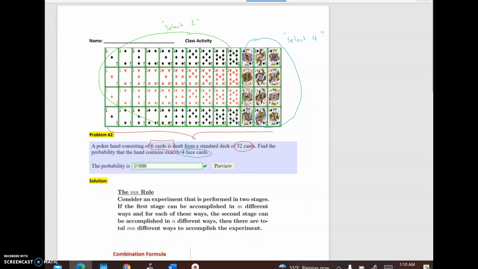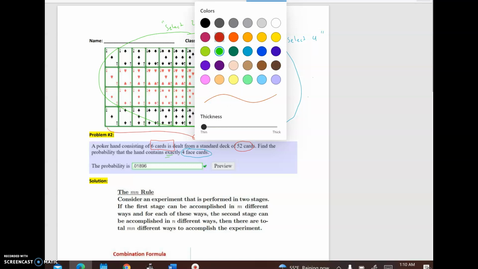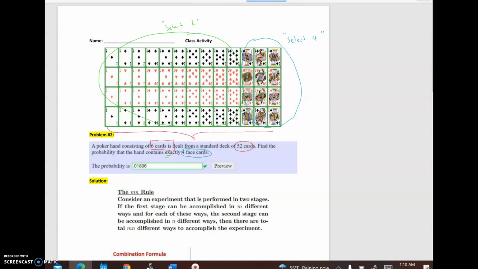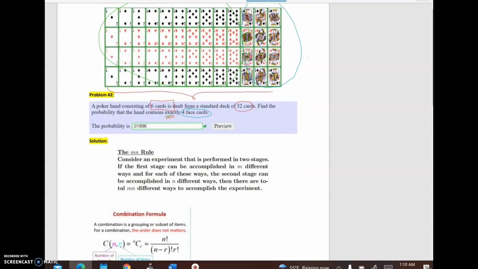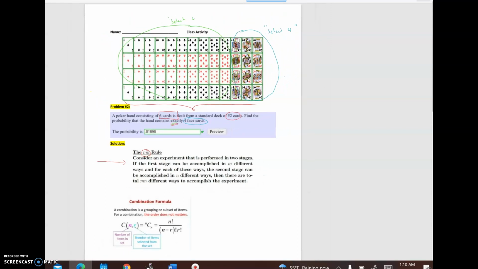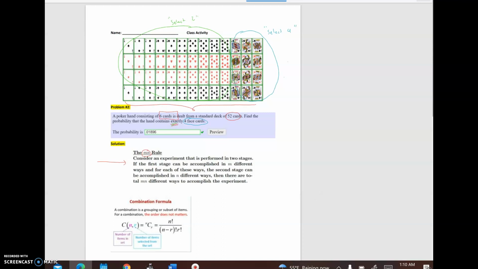Now, because of the wording of exactly, in this case, 4 face cards, there are 2 events within the selection of the 6 cards, and a specific rule comes in, which is defined as the Eminent Rule. The rule basically says: if you have 2 events occurring, and each has a specific number of ways it can occur, in this case M and N, then the number of ways both occur at the same time is M times N. So technically you multiply these two.